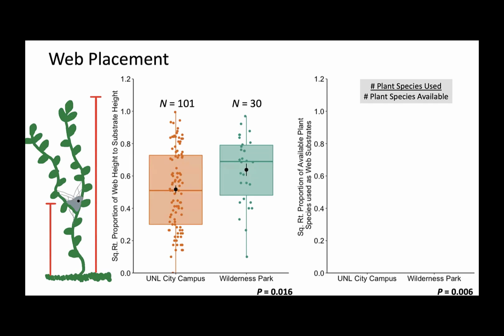And then I also mentioned that we recorded the number of plant species that were available and the number of plant species that the spiders used. And so we divided the number of plant species used by the number of plant species that were available, or vice versa. We divided the number of species available by the species used. And we found that spiders on city campus used proportionally more of the plant species that were available to them on city campus than they did in Wilderness Park.